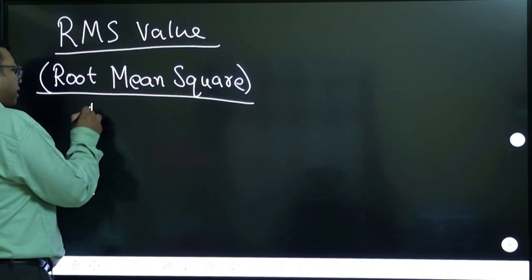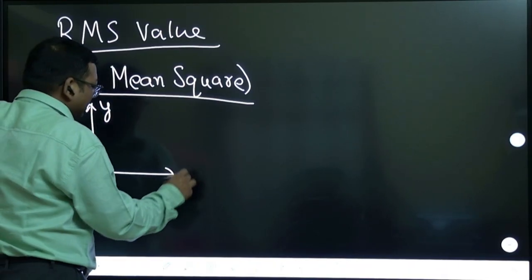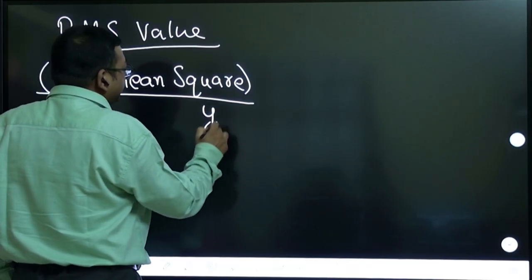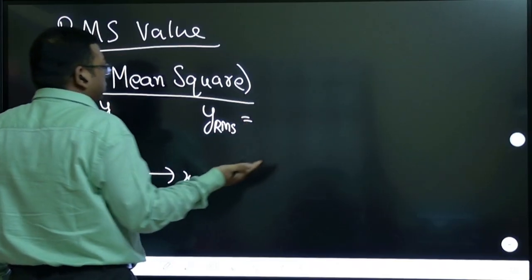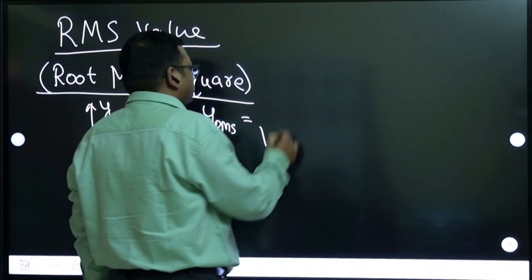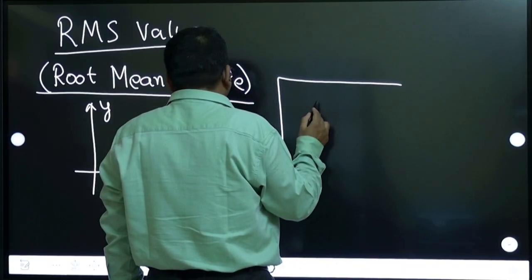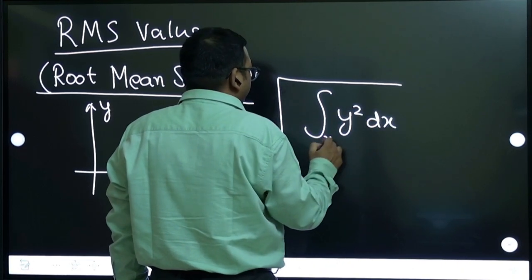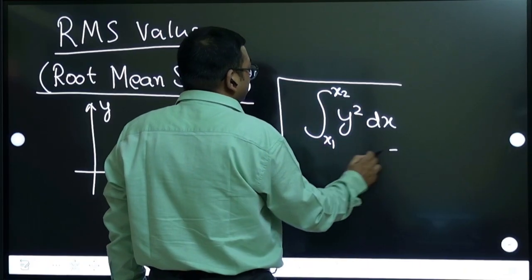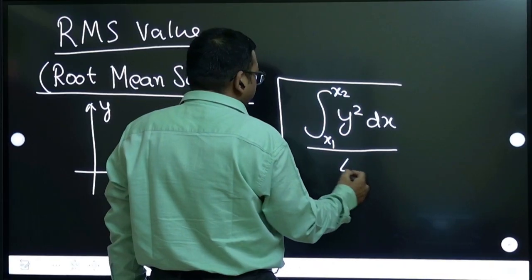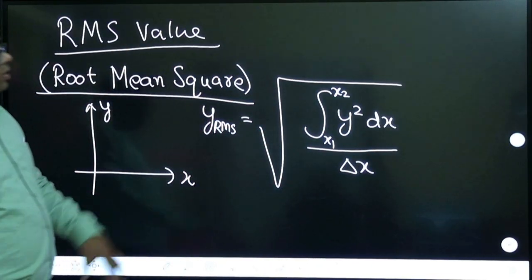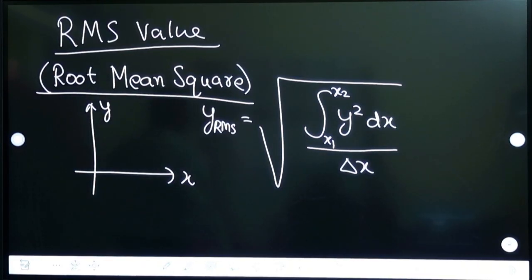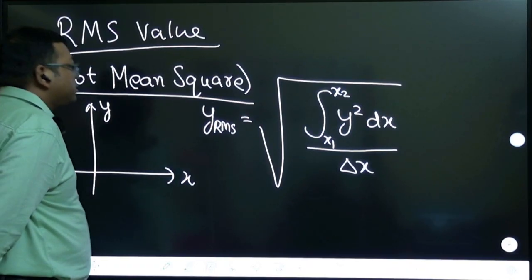So suppose again this is a graphical concept. Suppose this is y and this is x, and I want to calculate the RMS value of y, of course over an interval. It will be defined as the root of the integration of y square dx going from the limit x1 to x2, divided by the interval of x, which is delta x. Okay, this is the definition of RMS.